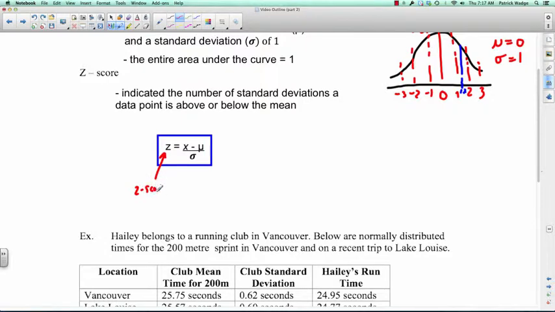The way you get a z-score is you take the x, which is a particular value, you subtract mu, which remember is the mean, and you divide by sigma, which is the standard deviation. And then once you do that, you'll have the Z-score, which you're able to look up on a table, which I'll show you in a second.